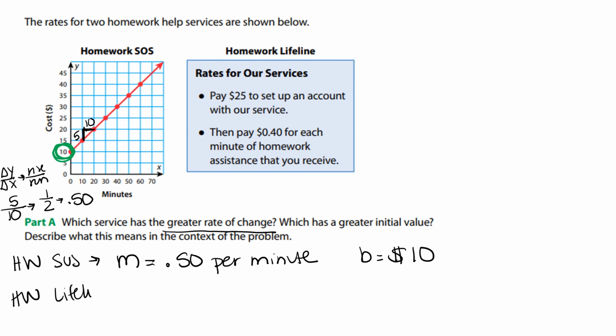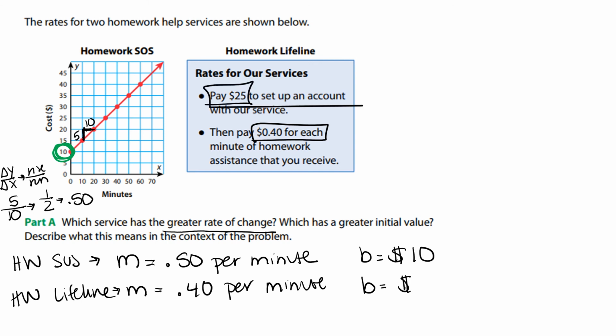For Homework Lifeline, we're going to use the table of values that it gives us. It says that it's going to pay $25 to set up an account with our service, and then pay 40 cents for each minute of homework assistance that you receive. The 40 cents per minute, that's our key word, is our rate of change. Our initial value is the $25 fee that we pay up front.